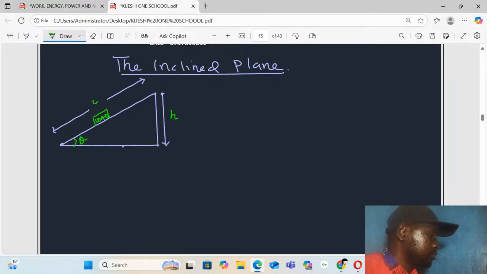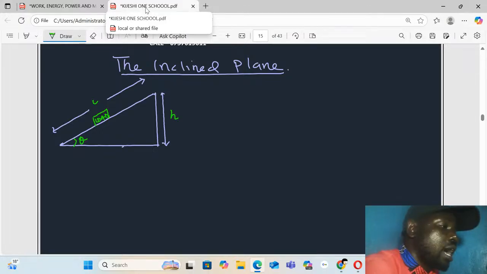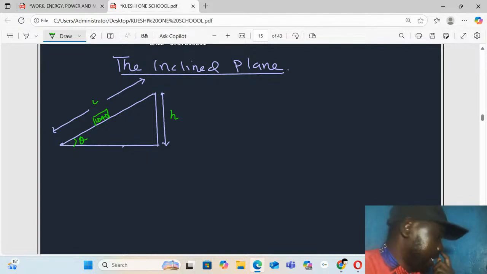So now we want to extract how we will arrive at the velocity ratio of an inclined plane.